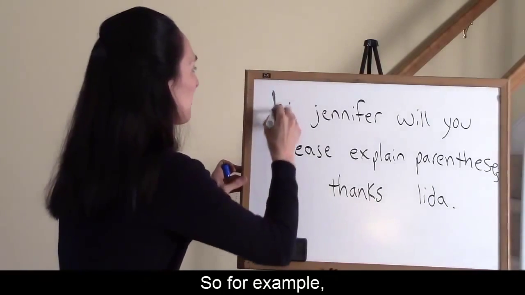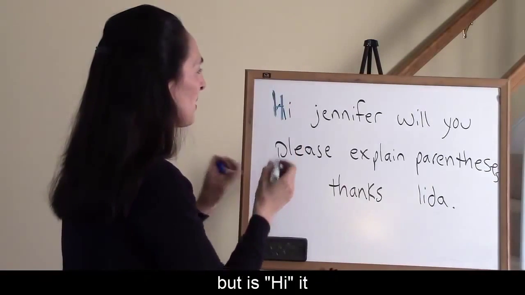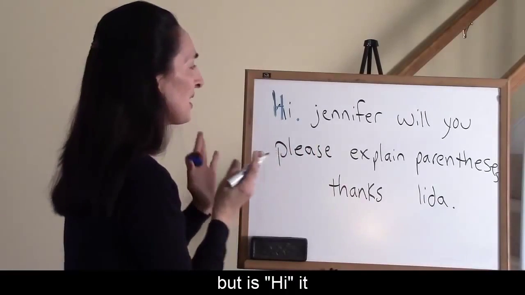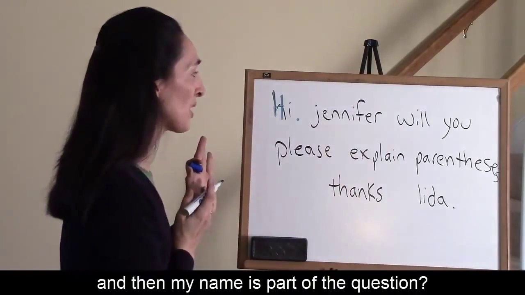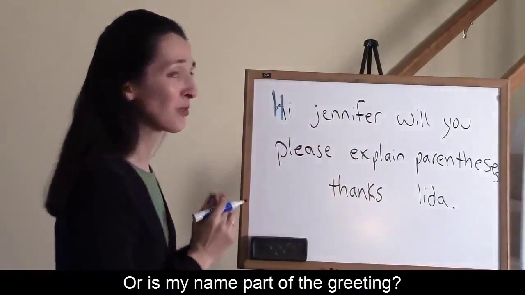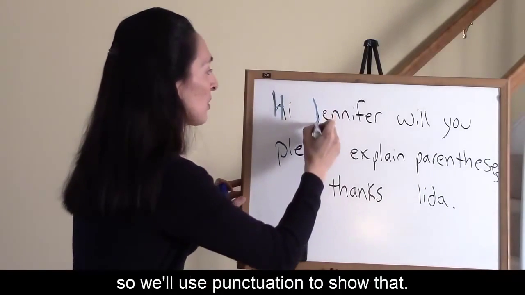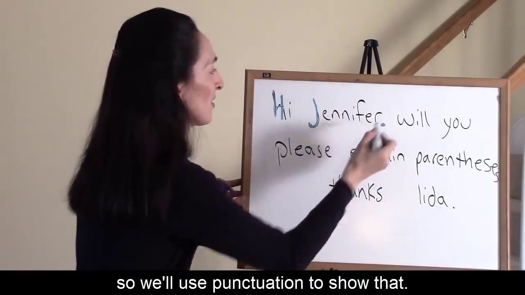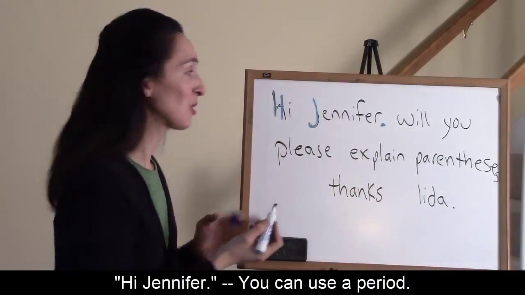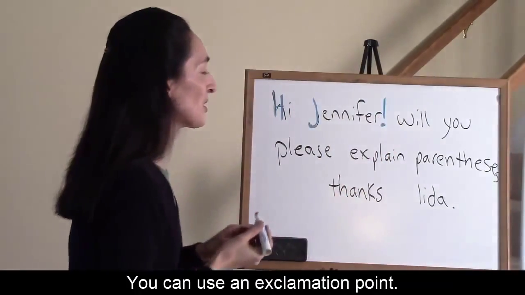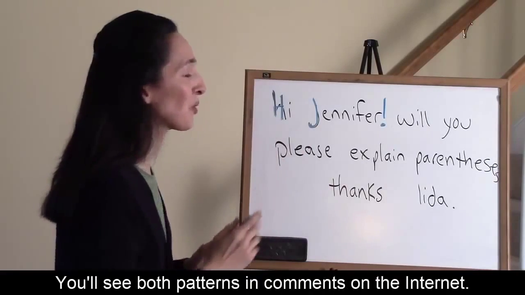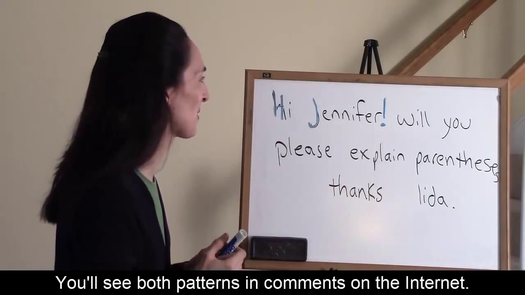So, for example, hi is the greeting, but is hi it and then my name is part of the question, or is my name part of the greeting? It's probably part of the greeting. So we'll use punctuation to show that. Hi, Jennifer. You can use a period. You can use an exclamation point. You'll see both patterns in comments on the internet.